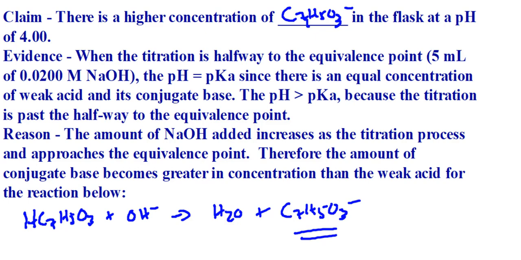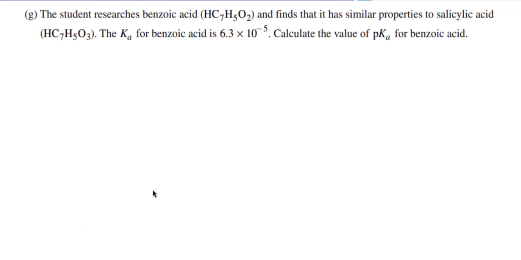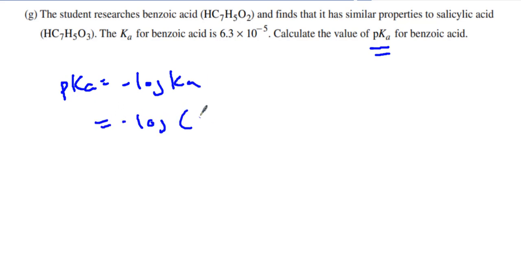And that is that. Now in the next question, it says calculate the pKa value. Well, what is pKa? If pH equals the negative log of the H plus, then the pKa equals the negative log of the Ka, which means negative log of 6.3 times 10 to the negative 5. And we get 4.20. Nice, easy question there. Let's go on to H.